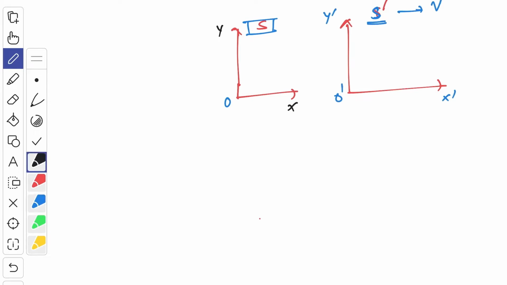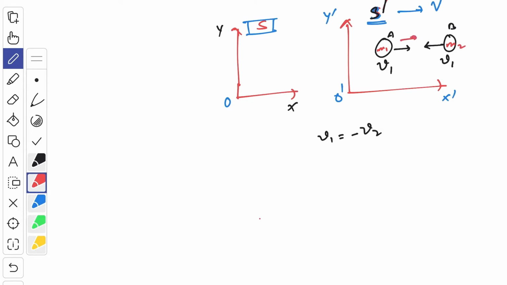So now let us assume that we have two objects A and B in this frame of reference S dash, moving towards each other with equal speeds, small v1 and small v2. So let us suppose that v1 is equal to minus v2. They are opposite in sign but equal in magnitude. So there must be masses m1 and m2 moving towards each other in this frame.